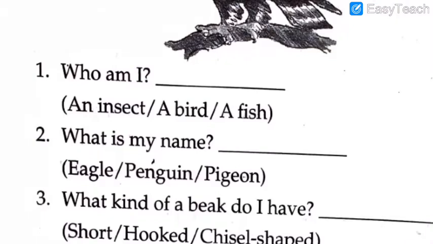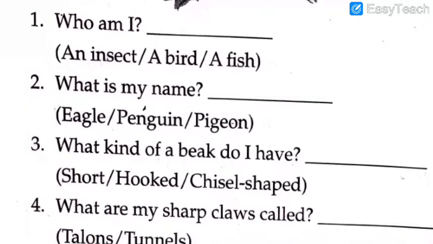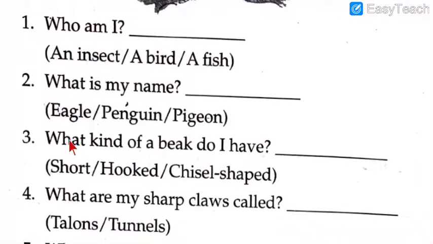1, 2, 3, 4, 5. Time is up. Number 3. What kind of beak do I have? So options are short, hooked, chisel shaped. Your time starts now.